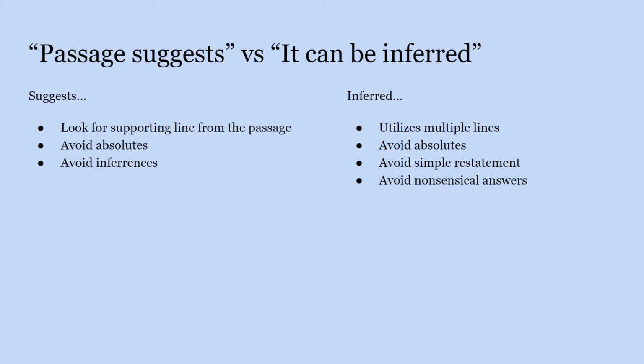So when you have a question that says suggests, oftentimes you're looking for a single line that gives you evidence for one of your choices. And a couple of the things that you want to avoid are absolutes, which is true of both of them, and we'll take a look at those when we get to some practice questions. But you also want to avoid inference here, right? So you don't want to just say that seems likely based on what I've read. You really want to be sure this is what the passage says, if it says the passage suggests.